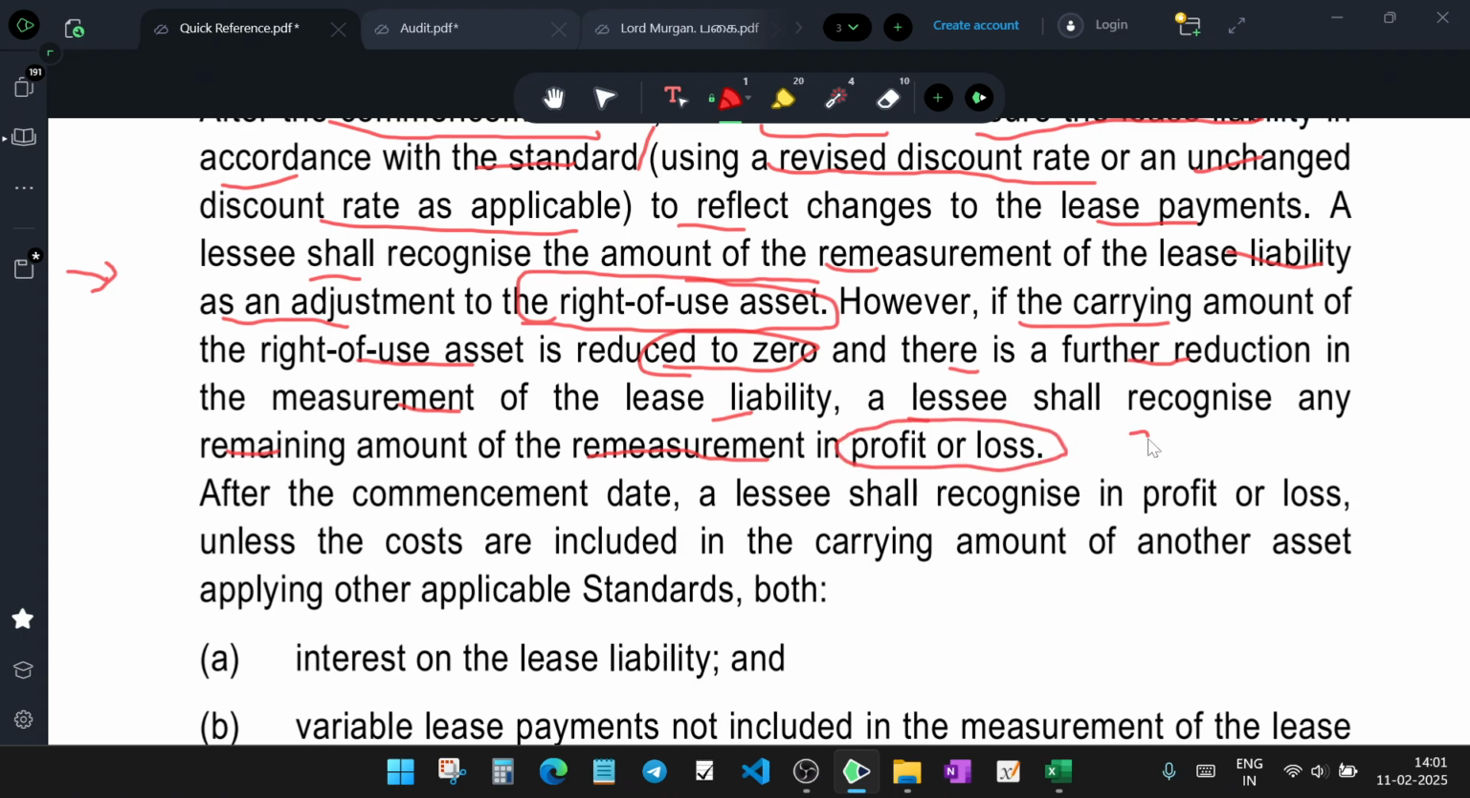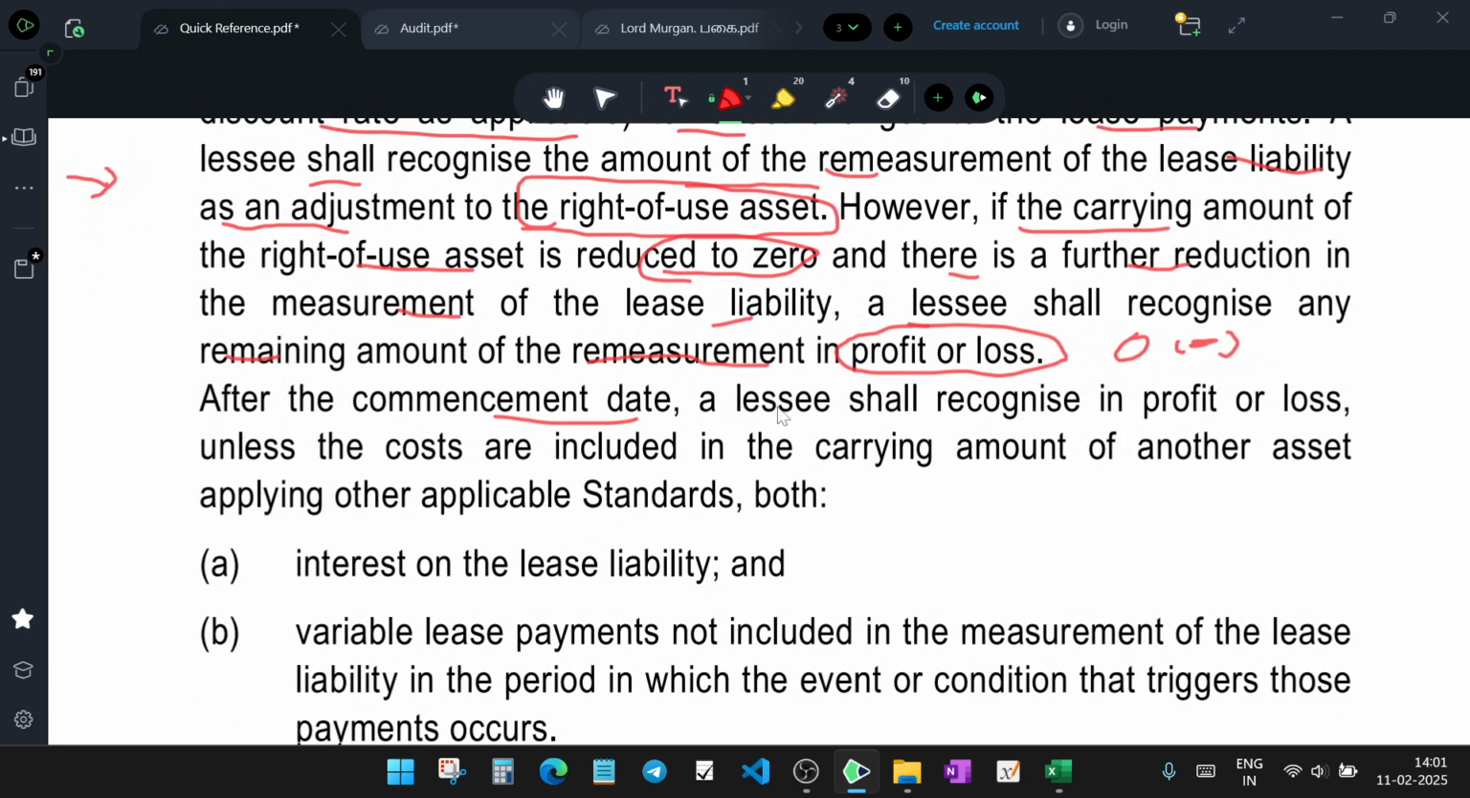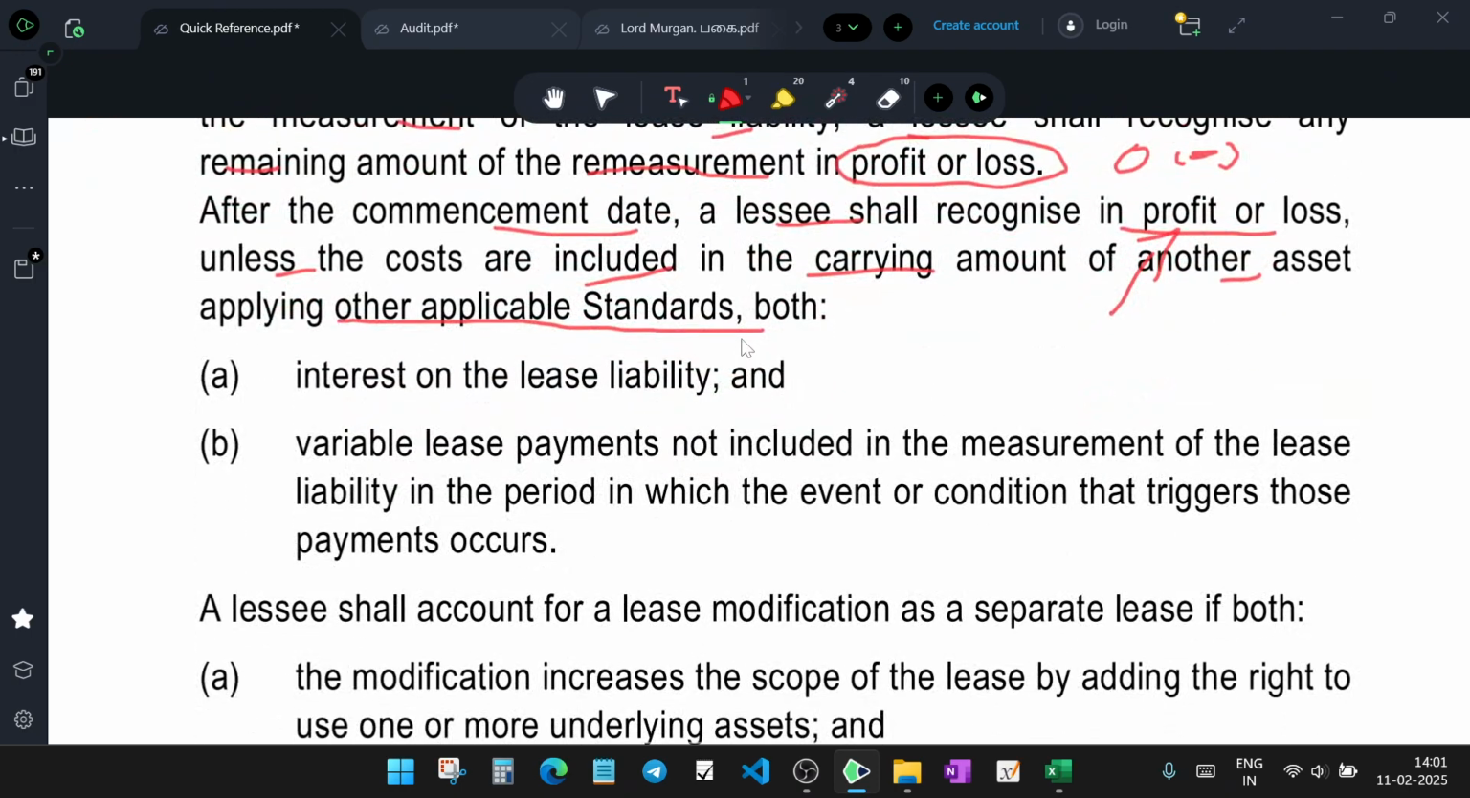Sir, already I have considered the right of use asset as zero. Now there is a further reduction. Then whatever I get through it, the profit or loss is to be charged in the P&L account. After the commencement date, a lessee shall recognize in profit and loss unless the cost is included in the carrying amount of another asset applying other applicable standards. So we need to follow the standard. The difference below zero needs to be charged to the P&L account. As per the applicable standard, both are to be charged.